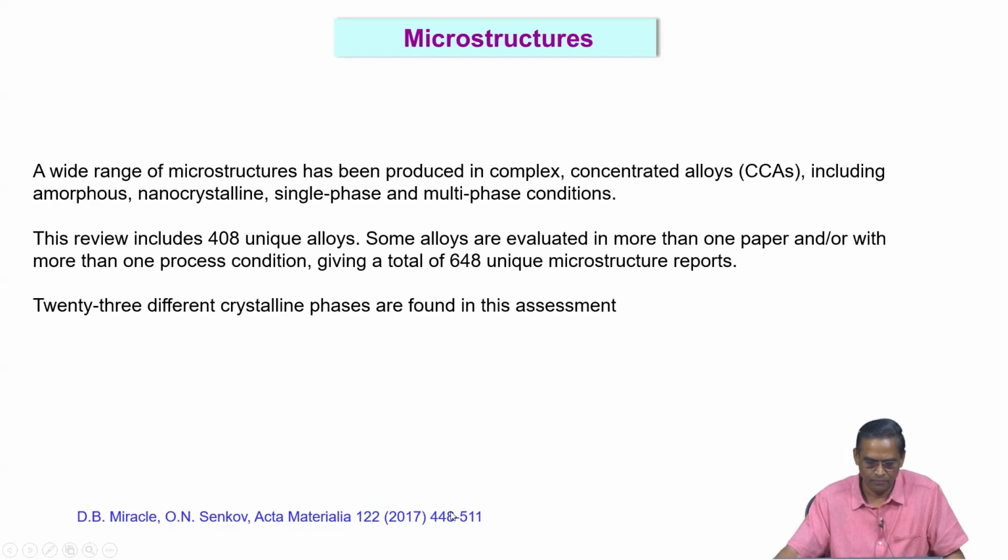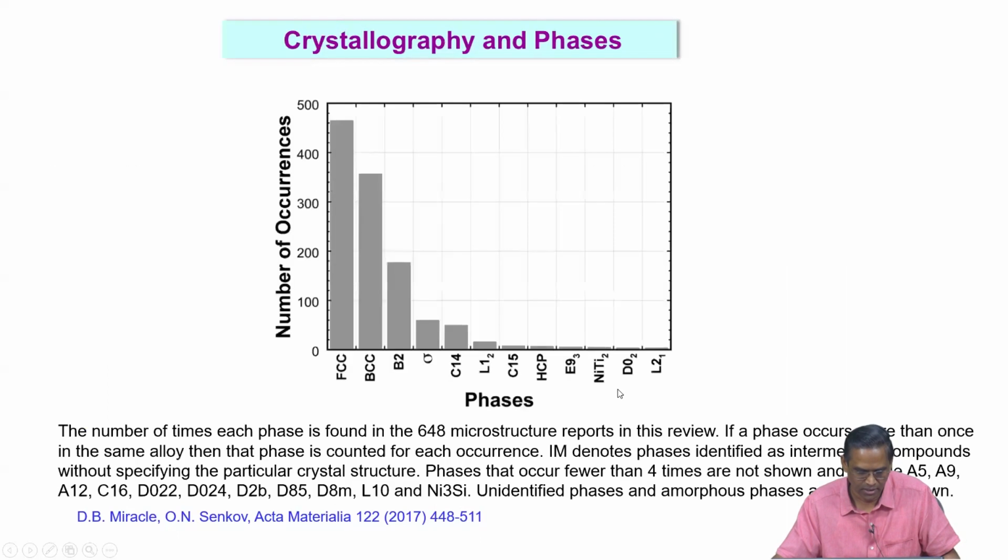Yeah. So out of 648 microstructure reports so far, what are the statistics at least? The number of times each phase is found in all these microstructures: first you see FCC, mostly it is FCC, then comes BCC. Your HCP is very, very small. Though we talk about HCP, the number is too small. And then you have B2, sigma, C14, L12, C15, E9, nickel titanate, DO2, L21, all this. And some phases occur fewer than 4 times, not shown in this.